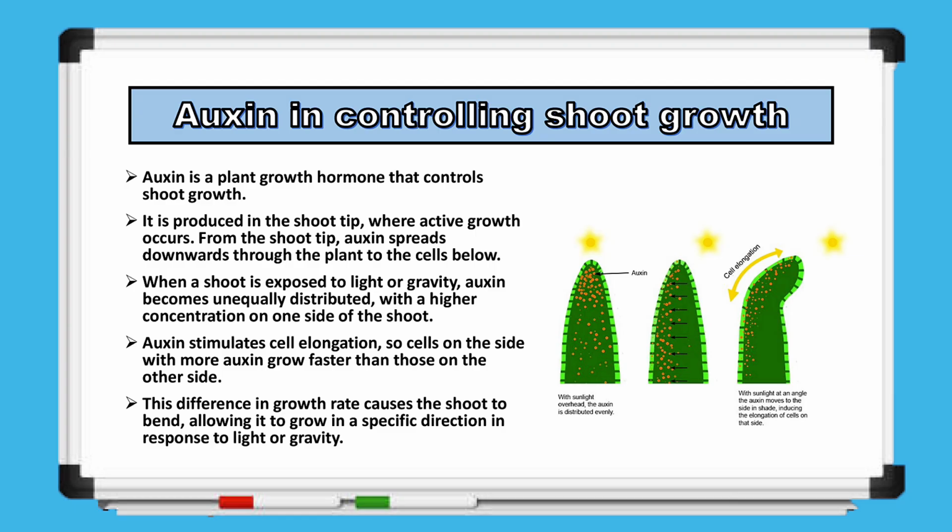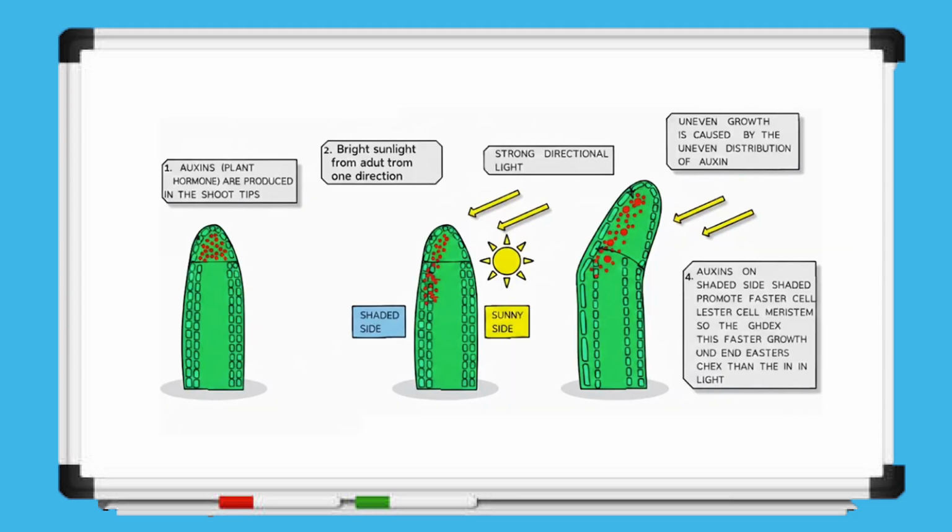When sunlight falls directly overhead, auxin is distributed evenly, allowing uniform growth, but when light comes from an angle, auxin moves to the shaded side, causing those cells to elongate more and the shoot to bend toward the light. Now here, the diagram shows phototropism, which is the bending of a plant toward a light source, caused by the uneven distribution of the plant hormone auxin.